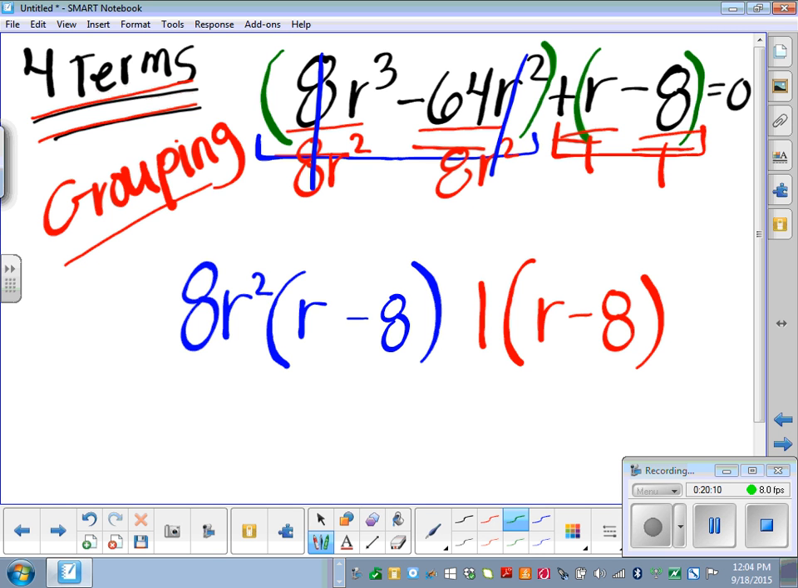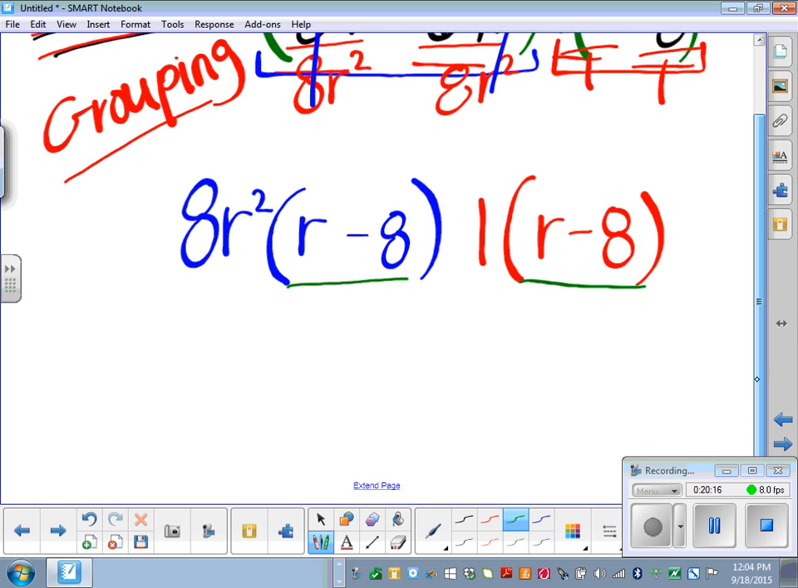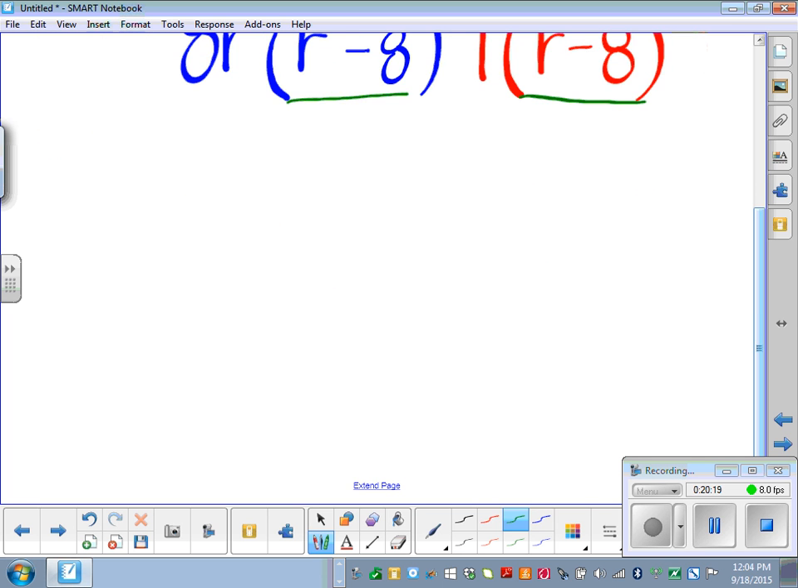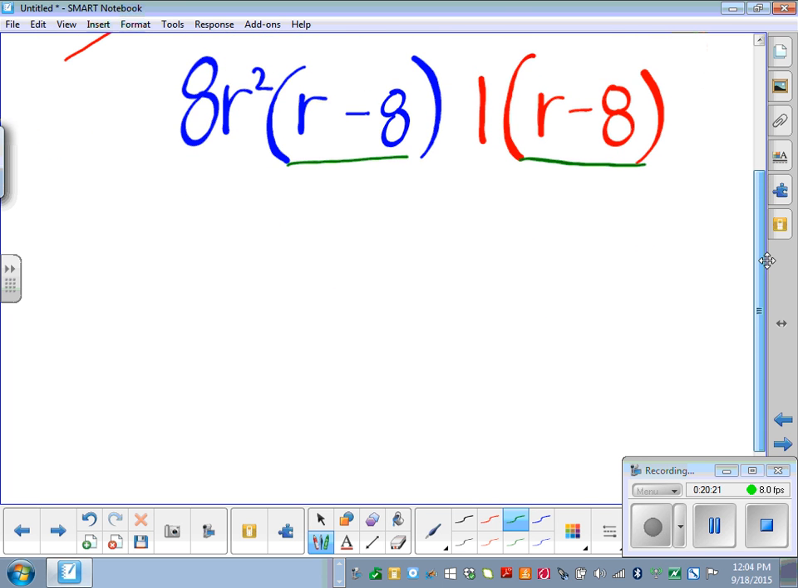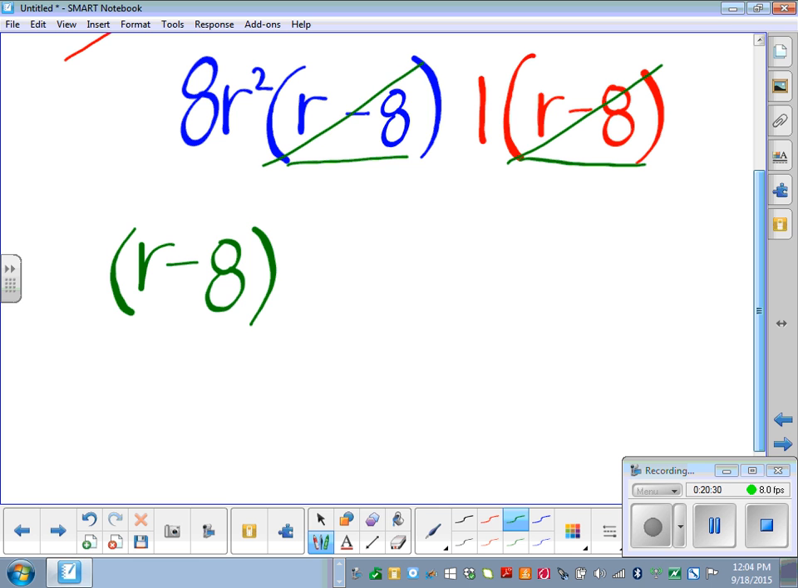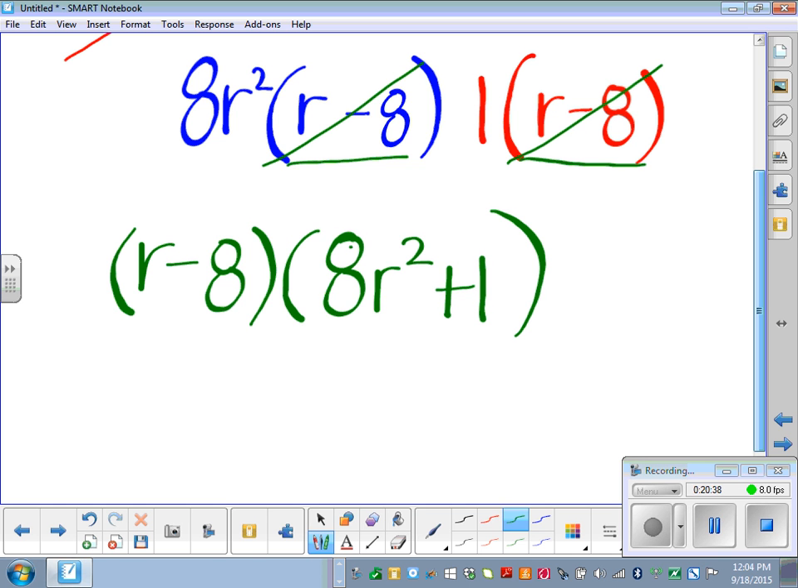So now you'll check your safe haven. It works the same way. We are safe because we have r minus 8 in both cases. So now it's awesome because we can actually pull it out. Since we were safe and it's in common, we can factor out our safe haven. So we're factoring out r minus 8, meaning it divides out. And then left inside would be 8r squared, and then plus 1, positive 1. So now we have factored this.